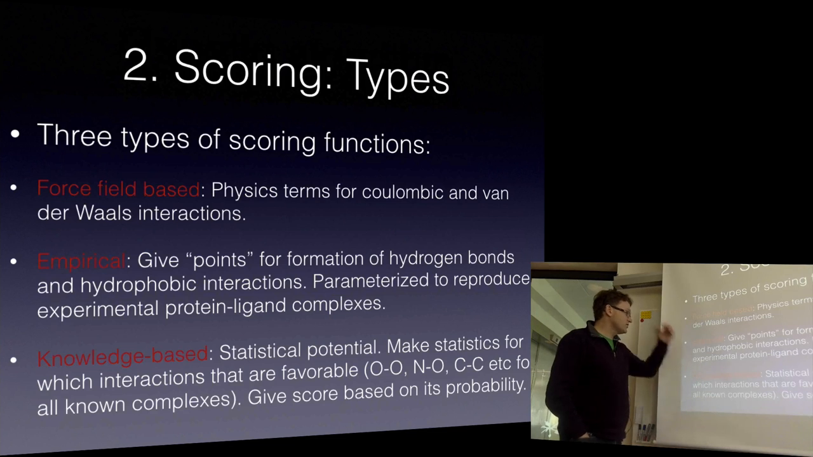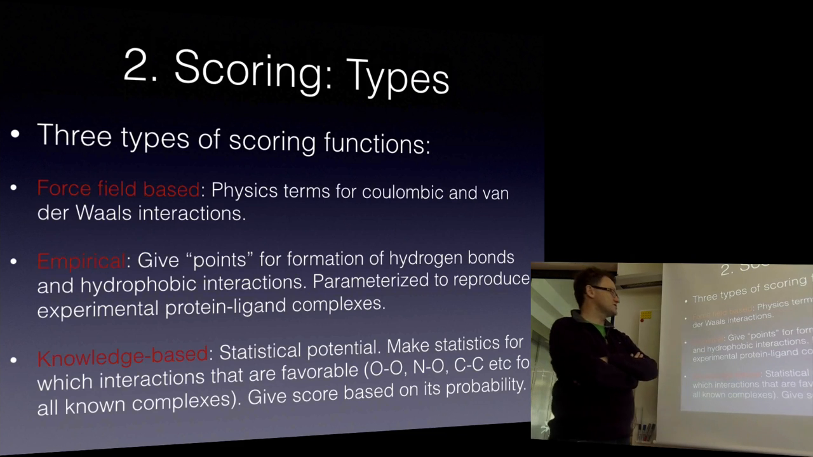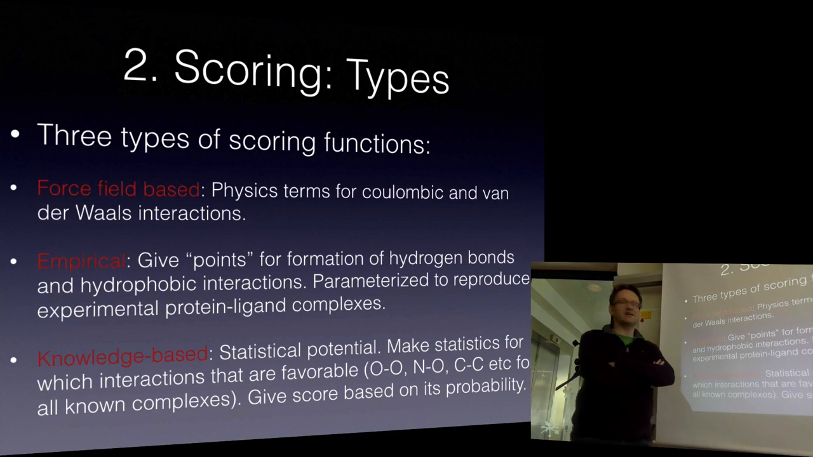You could also use something called knowledge-based potentials. Did you talk about this in bioinformatics? So this might sound really strange. You can make statistics about favorable interactions and unfavorable interactions. So whether two oxygens, what is the probability of oxygens being close to each other in the Protein Data Bank, an oxygen and a nitrogen, or a carbon and carbon? Why on earth would that work?